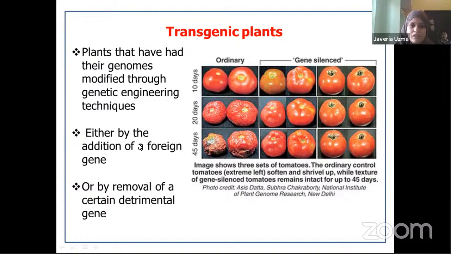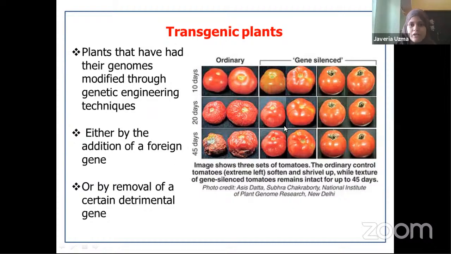Here we add a gene to increase the shelf life, for example, or if there is any detrimental gene, any gene which is causing loss to this plant, we can remove that gene. For example, some toxic genes will be present in some plants. So that can be removed by genetic engineering techniques. This is known as transgenics. That is, we are modifying the genomes either by introducing some genes or by removing some detrimental genes.